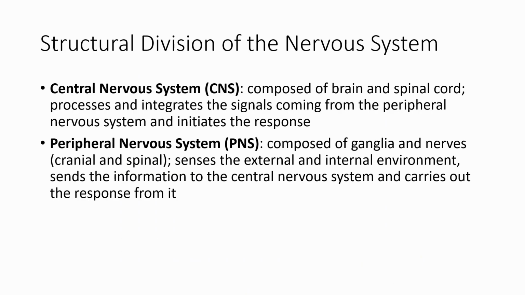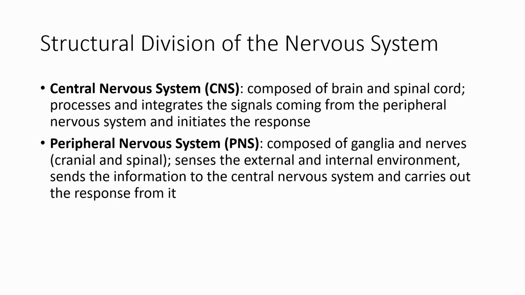Now the nervous system can be split into two divisions. There's a whole lot of ways that we divide up the nervous system. This is one of the main ways, and this just comes down to where we find these components within the nervous system. In this case, the division follows the same pattern that we saw with the skeletal system.